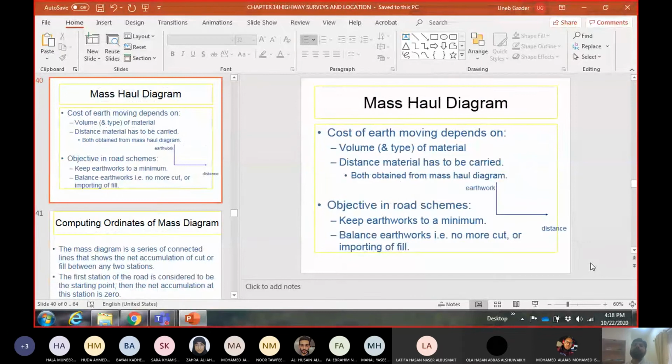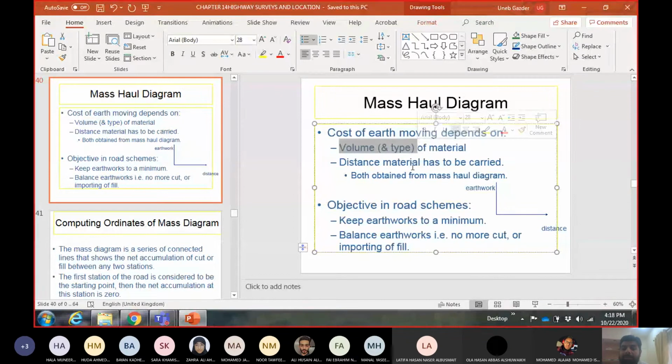When you calculate the earthwork quantity, you plot a mass haul diagram. You can see the mass haul diagram here. On the x-axis you have distance, and on the y-axis you have the quantity of earthwork in cubic meters or cubic yards. Now, the cost of earthwork depends upon two things: volume and type of material, and the distance up to which that material is required.